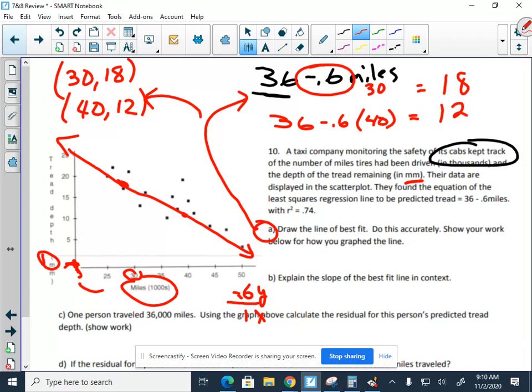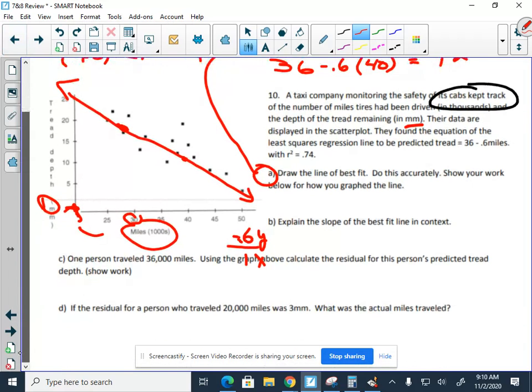All right, part C. One person traveled 36,000 miles. Now, see, here's where a student should recognize, how can that be 36,000? The graph is like at 50. So if we're using the equation, we're going to put in 36. Okay? Using the graph, calculate the residual for this person's tread.